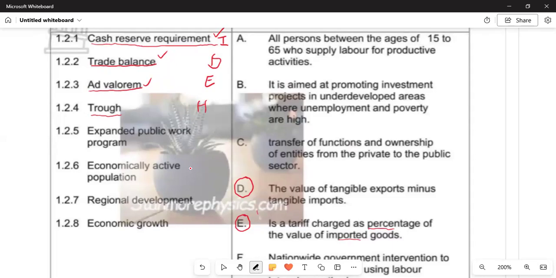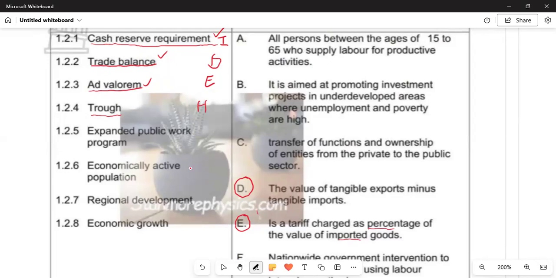So the correct answer is H because we are saying it is the lowest point in the economic cycle where economic activity is at its weakest. That is a trough. Example, during a recession, GDP is at a trough before recovery. So that is that when we are now at a trough.